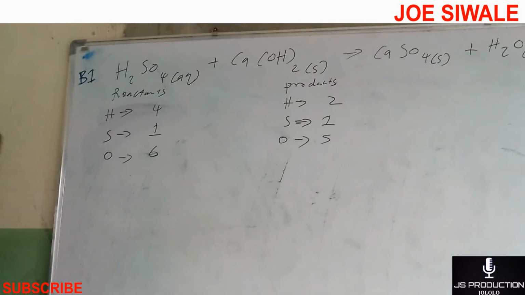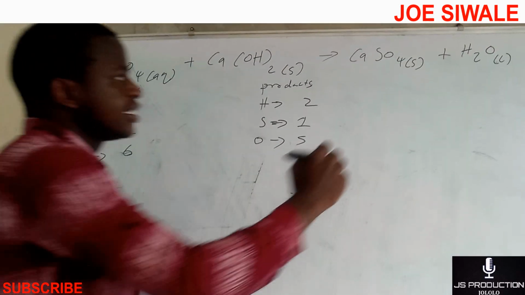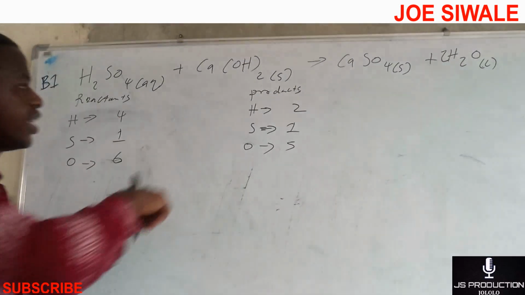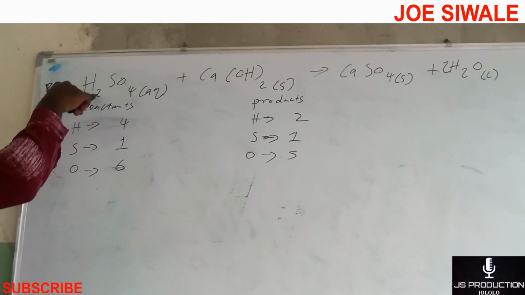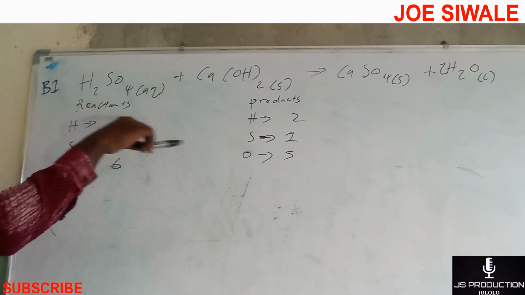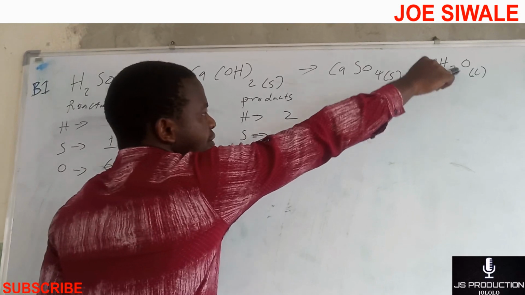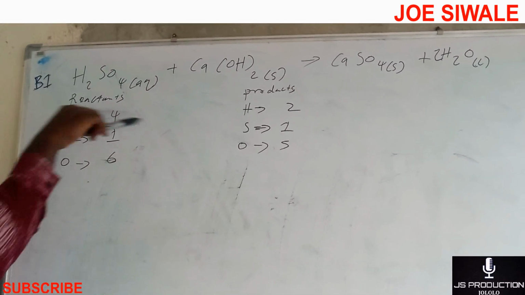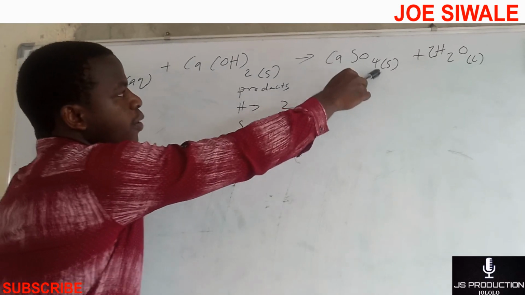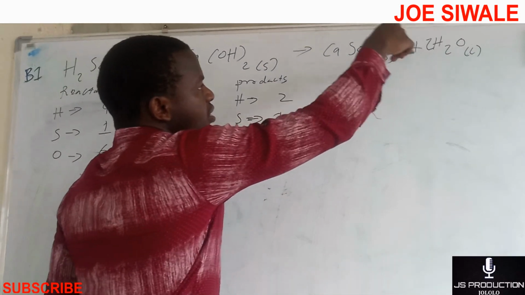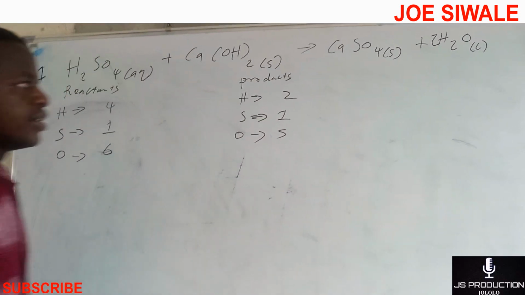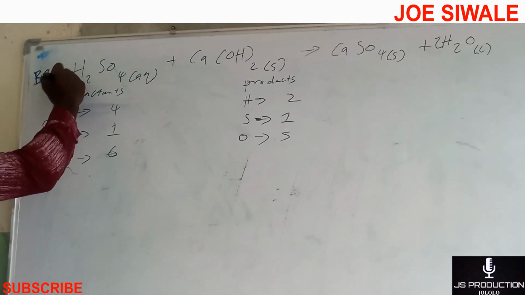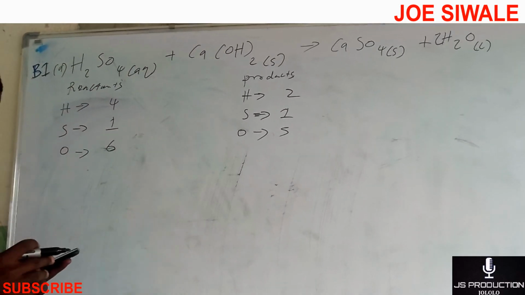So for me to balance this equation, I can add a 2 here. If I add a 2 there, this means hydrogen from the reactant side I have 4, and hydrogen to the product side will be 4. Then what about oxygen? Oxygen here I have 4 plus this 2, so I'm going to have 6. So this means I've balanced this equation. So this is A.